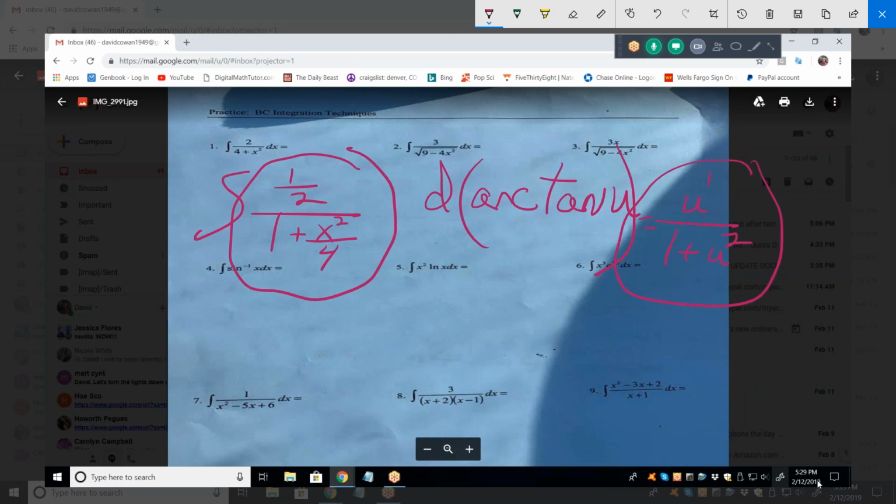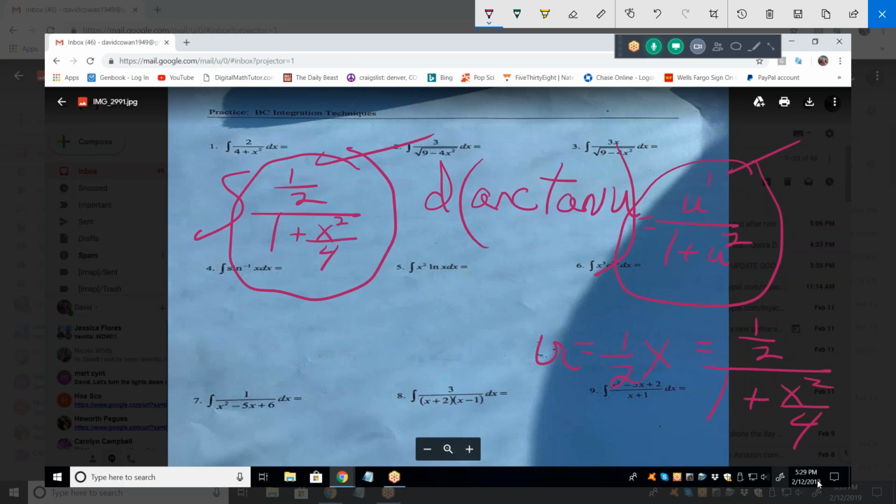Well, if I let u be 2x, no, I need u to be 1/2 x. This will work. I'm going to let u be 1/2 x. Now, notice what this becomes: u prime, which is 1/2, divided by 1 plus 1/2 x squared, which is x squared over 4. That's exactly what we're looking at right there.